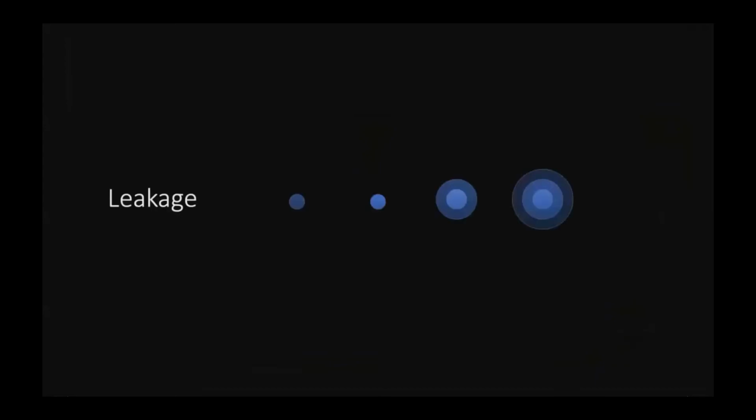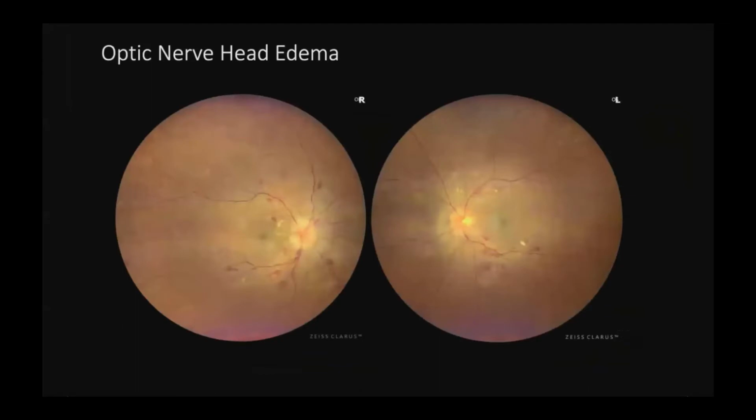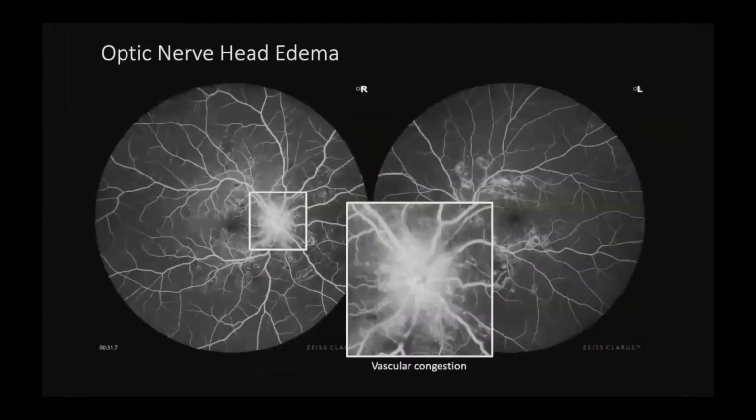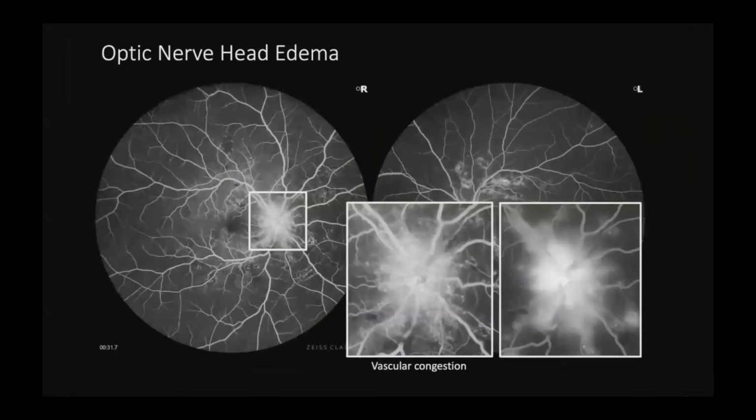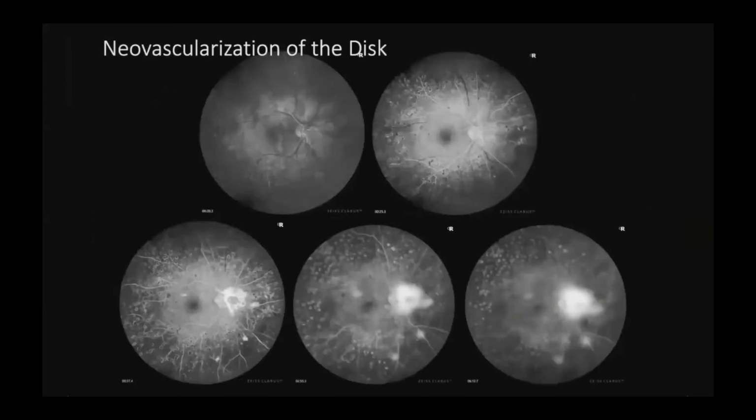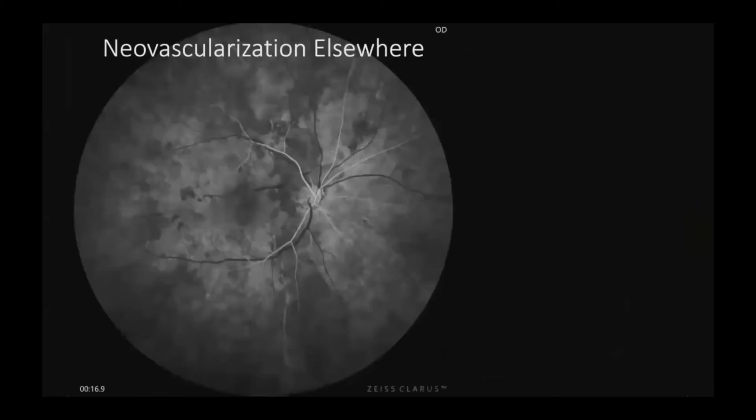In contrast, leakage will have less and less distinct borders with time. And so this is an example of optic nerve head edema. Early, we can see vascular congestion, and with time, the borders of the nerve become even less distinct as the dye leaks out of the vessels. Neovascularization of the disc, you can see over time, from the early to the late angiogram, that the hyperfluorescence increases and leaks out into the vitreous.